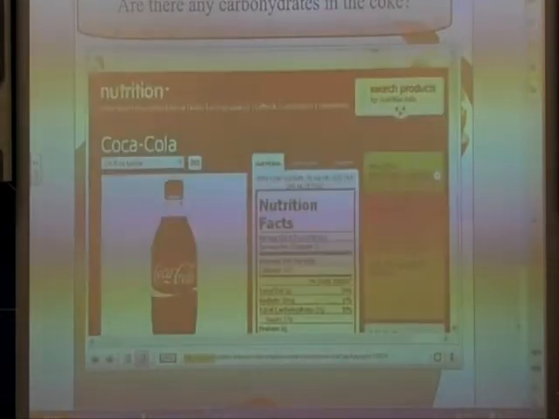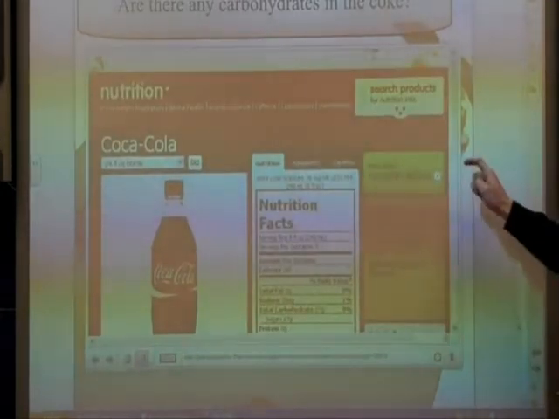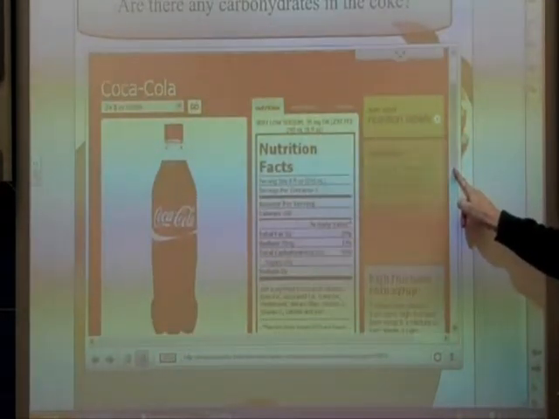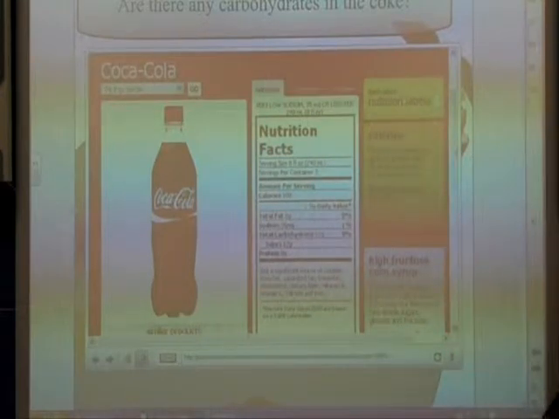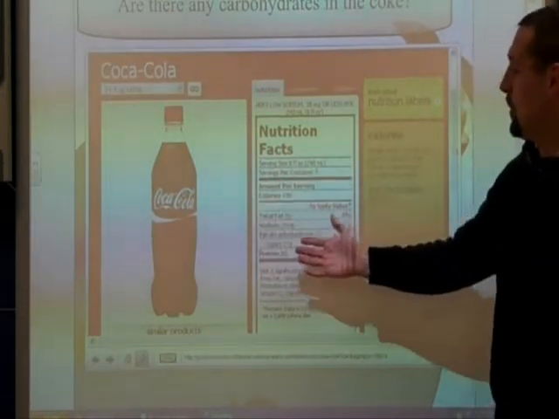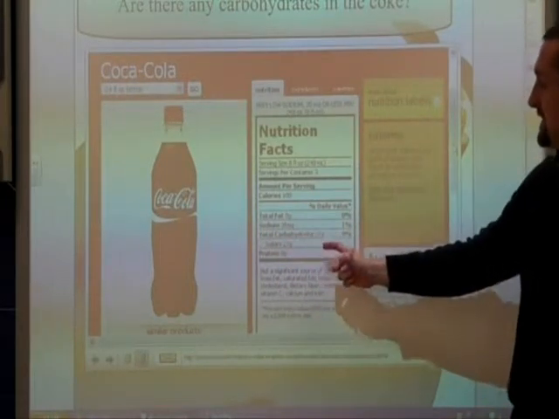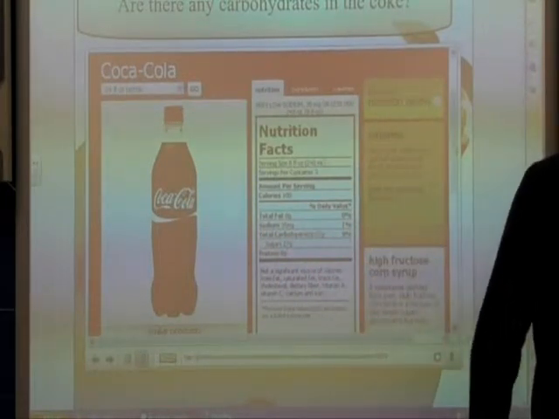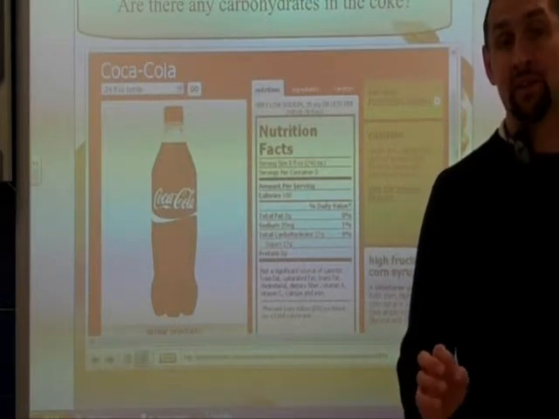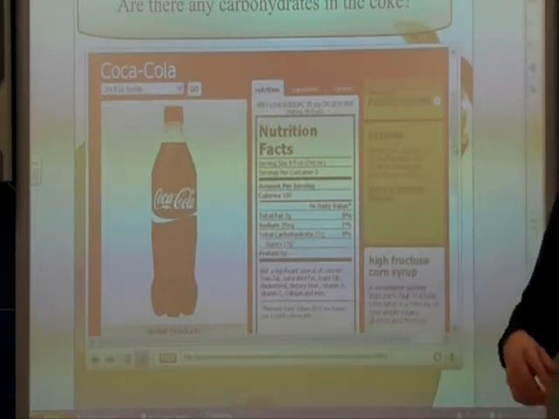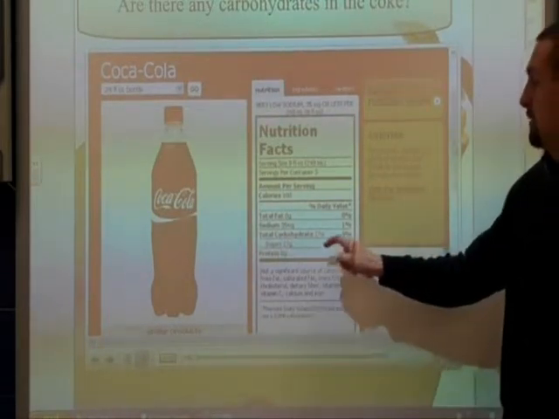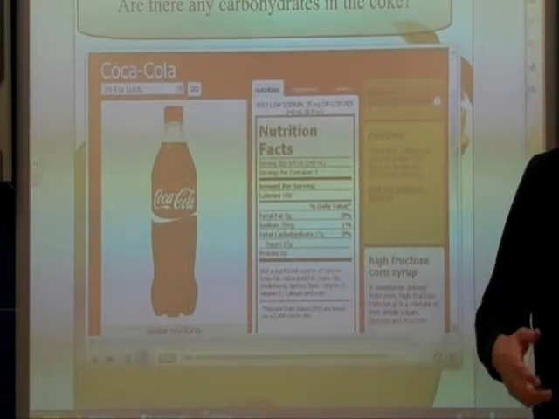Let's take a look at this label for a Coca-Cola. Do we have any carbohydrates in the Coca-Cola? So when we look at this label, we're looking for this right here, total carbohydrates. And in this case, 27 grams. Now, if there's 27 grams and 4 calories per gram, you simply have to multiply 27 by 4.